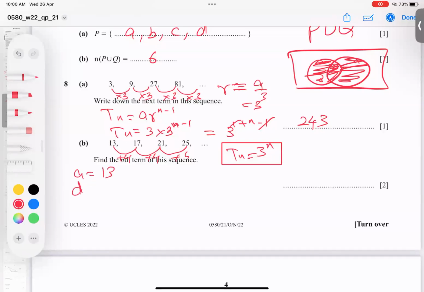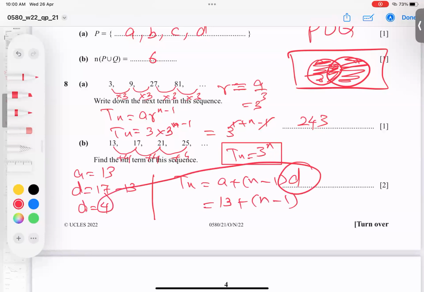And the common difference, how to get it? Second term minus first term, or third term minus second term, or fourth term minus third term. The formula is very clear: Tn equals a plus (n minus 1) times d. A is 13, so I'm replacing 13 here. n stays as n, and the common difference is 4.